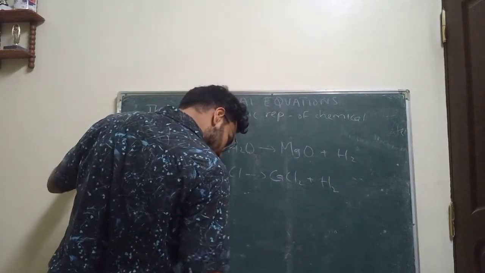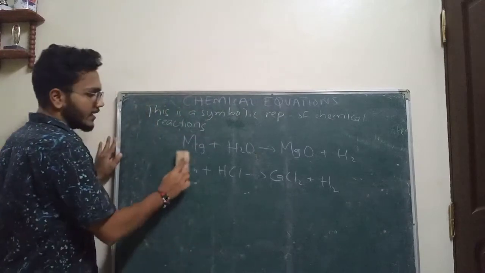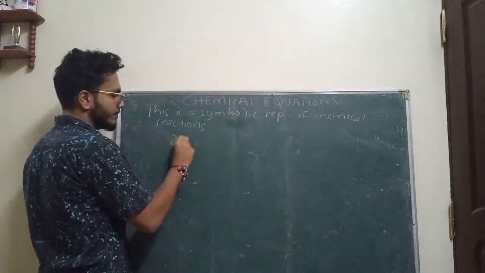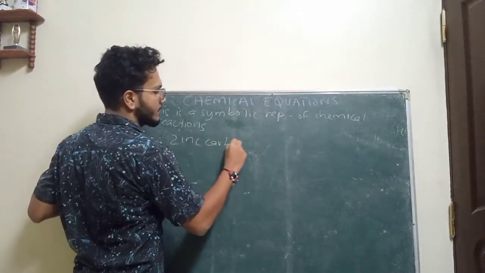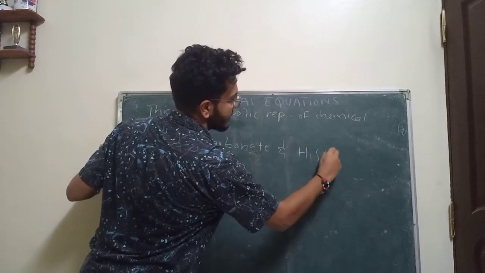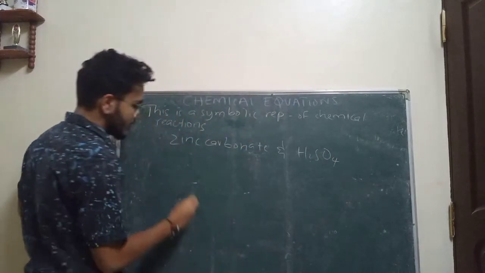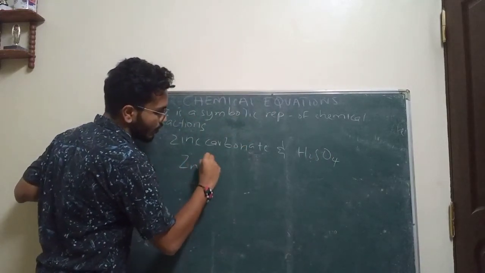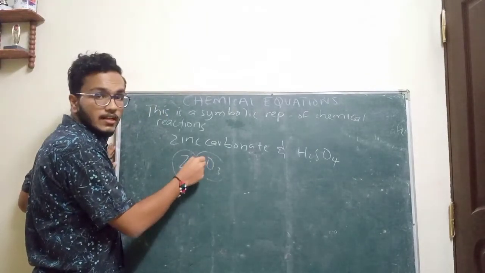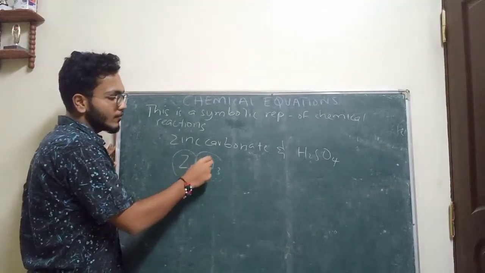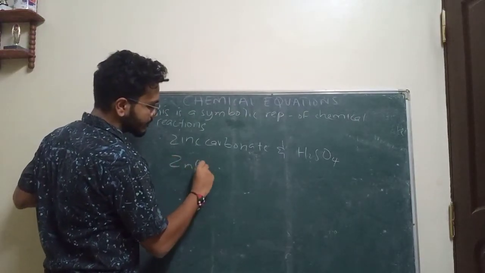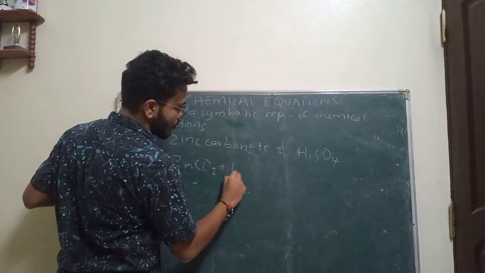Another example is reacting zinc carbonate and sulfuric acid. Now I will write this: zinc carbonate and sulfuric acid. We saw sulfuric acid is written as H2SO4. So zinc carbonate is ZnCO3. We saw carbonate is a radical with valency 2 and zinc is a transition metal with valency 2. So the 2 and 2 cancel to form zinc carbonate ZnCO3. Zinc carbonate reacts with H2SO4.